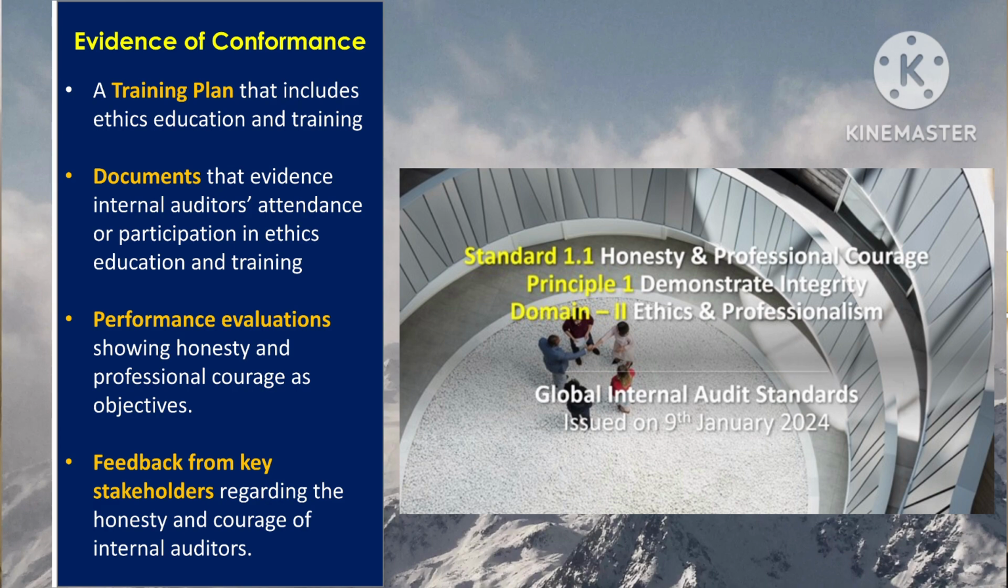Documents that evidence internal auditors' attendance or participation in those trainings. Performance evaluations showing honesty and professional courage. Feedback from key stakeholders regarding the honesty and courage of the internal auditors. Maybe you can add surveys when you are finishing an audit and make this part of those surveys. Also, maybe you can add the employment application form or the comments of the interviewers when they are verifying integrity and honesty. So there are many ways you can show your conformance with standard 1.1, Honesty and Professional Courage.